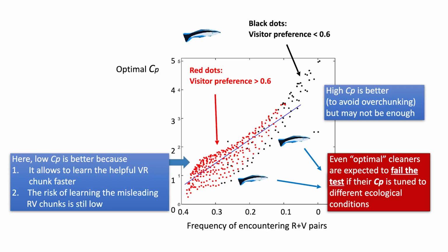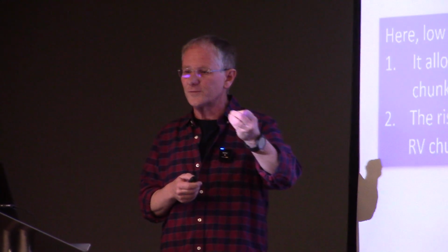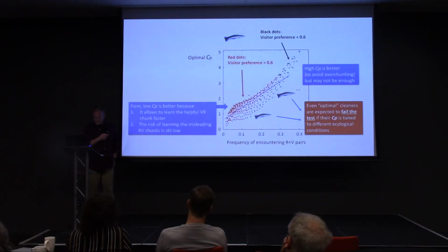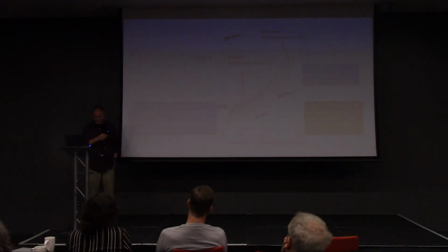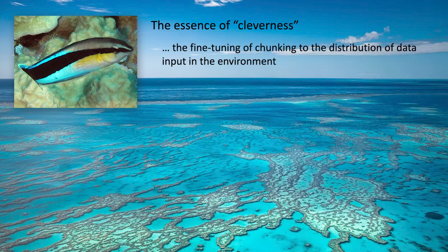So the idea is that even optimal cleaners are expected to fail the test if their chunking parameters are tuned to different ecological conditions than the one that you use in the lab. You may think that you have one clever cleaner fish and one stupid cleaner fish, but it may really be related to how their chunking parameters are finely tuned to the environment. So in this example of the cleaner fish, you might say the essence of cleverness, at least for cleaner fish, is the fine-tuning of chunking parameters to ecological conditions, to the environment.